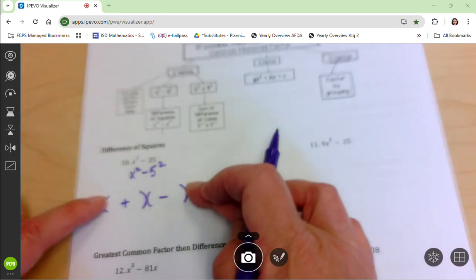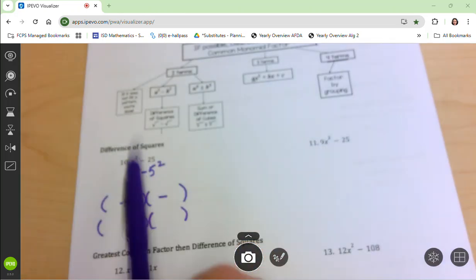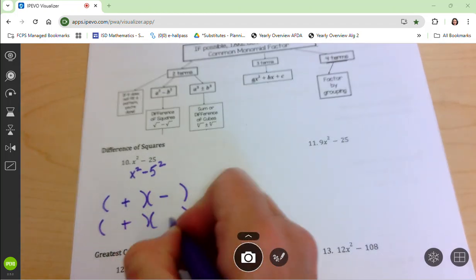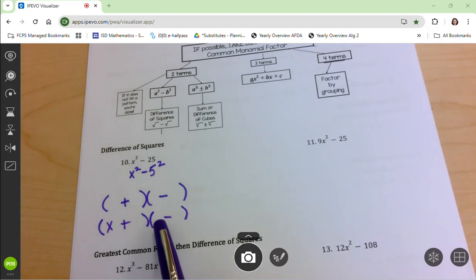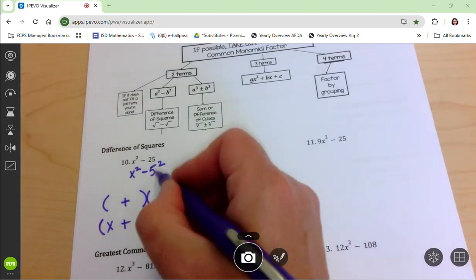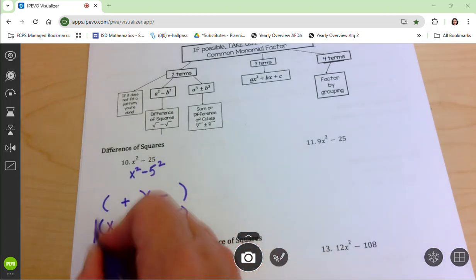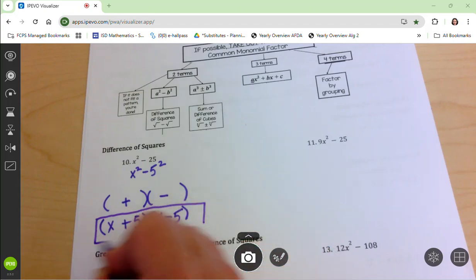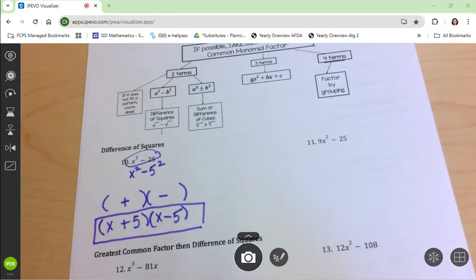I'm writing that as a separate step because it's the first time we've written it, and I want you to see what happens there. To get the x squared, it has to be x times what? X times what gets you x squared? X times x. X times x is x squared. To get 5 squared, it's 5 times 5. Now, what we just did was we found the 2 factors we could multiply to get x squared minus 25.